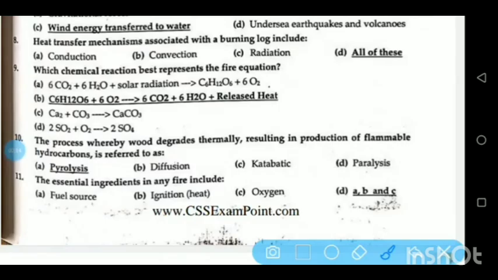Heat transfer mechanisms associated with a burning log include all of these: conduction, convection, and radiation. Which chemical reaction best represents the fire equation? C6H12O6 + 6O2 → 6CO2 + 6H2O + released heat. The process whereby wood degrades thermally, resulting in production of flammable hydrocarbons, is referred to as pyrolysis. The essential ingredients in any fire include A, B, and C: fuel source, ignition, heat, and oxygen.